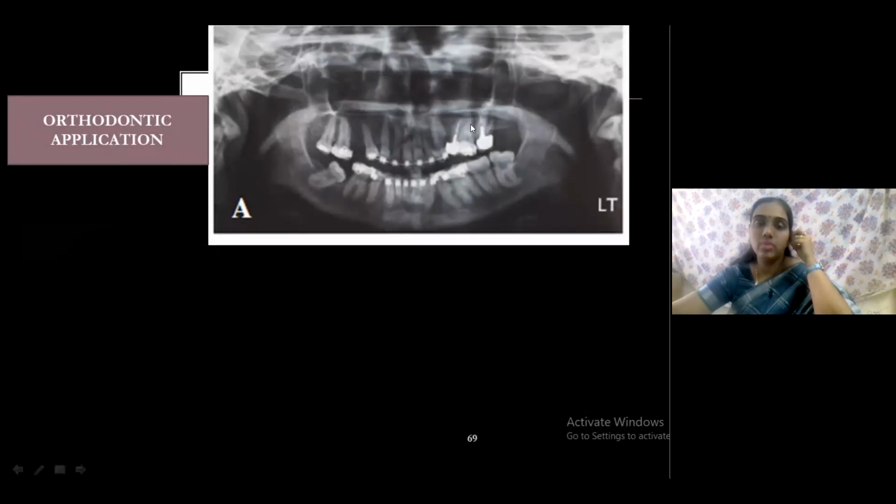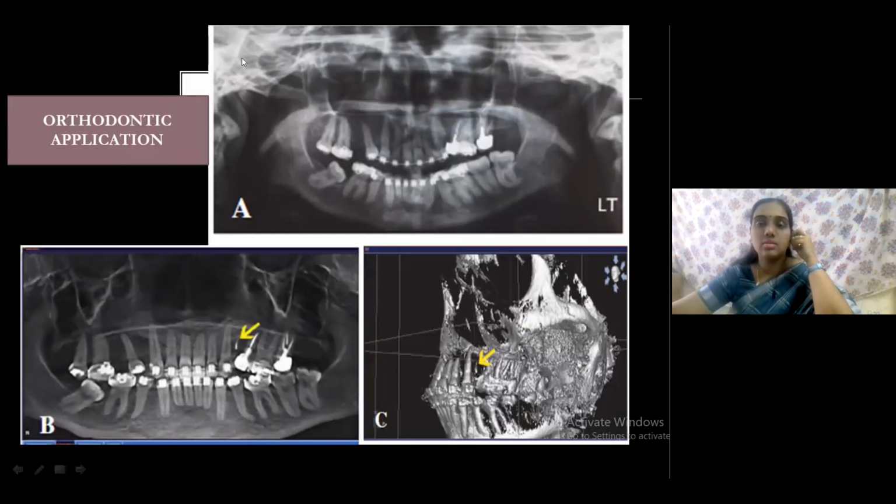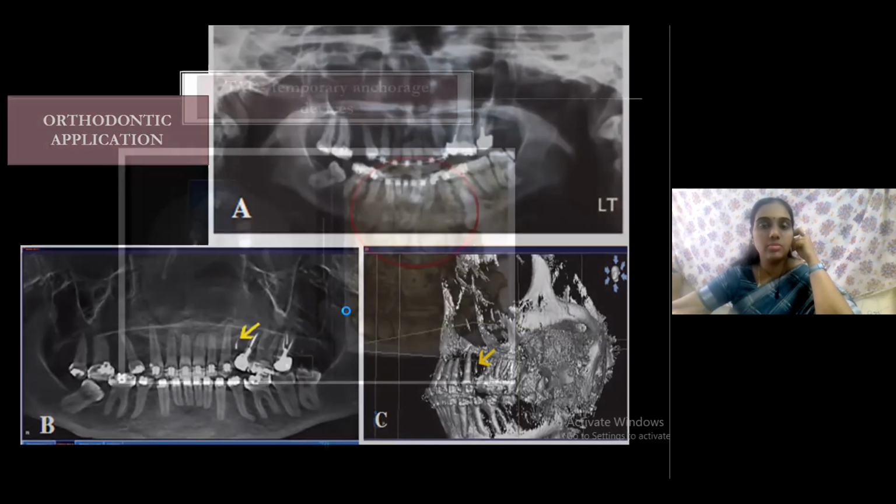And this is one example of an orthodontic application. This is an OPG of a patient who is undergoing orthodontic treatment, and the dentist was not able to move this premolar. On taking the CBCT, you could see that there is a root stump which is hindering the premolar from moving forwards. So these are some of the examples which were referred, and I'm just sharing them with you.